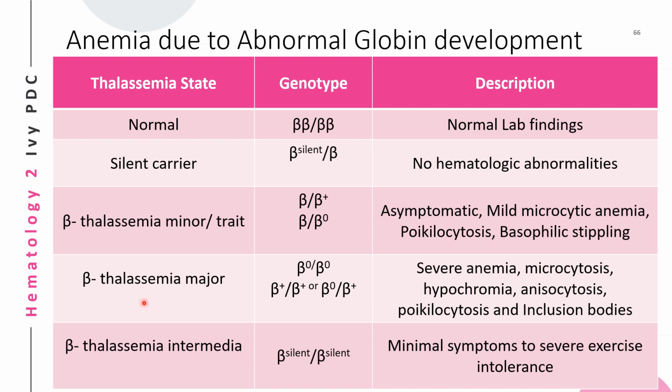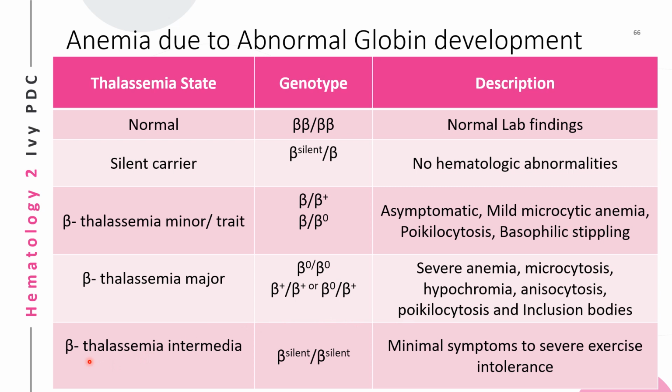The third is beta thalassemia major, where either none, so that's 0, or a decreased amount of beta chains are produced. This is characterized by severe anemia that requires regular transfusion therapy. So again, beta thalassemia major always requires transfusion. The peripheral blood film shows marked microcytosis, hypochromia, anisocytosis, and poikilocytosis, including target cells, teardrop cells, and elliptocytes. RBC inclusions are commonly found, including basophilic stipplings, Howell-Jolly bodies, and Pappenheimer bodies.